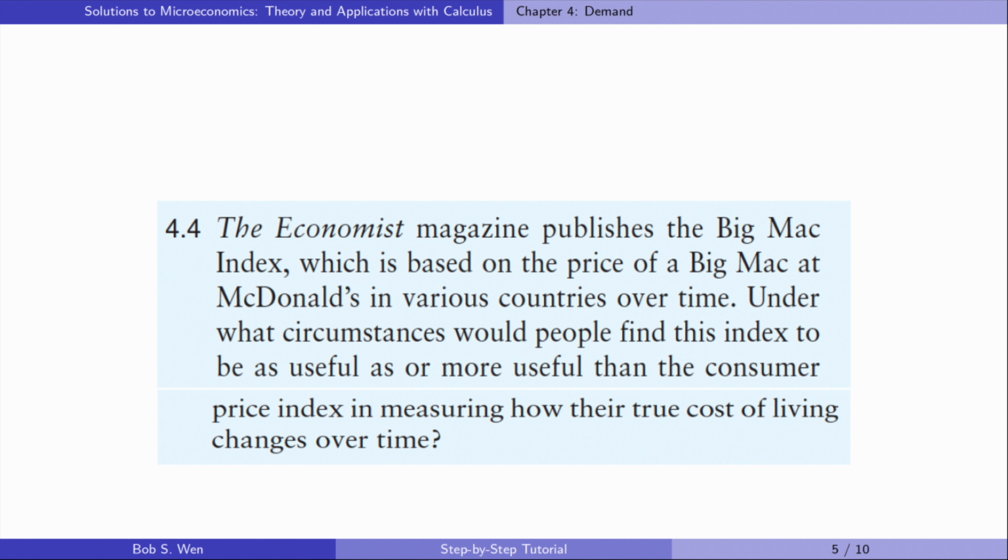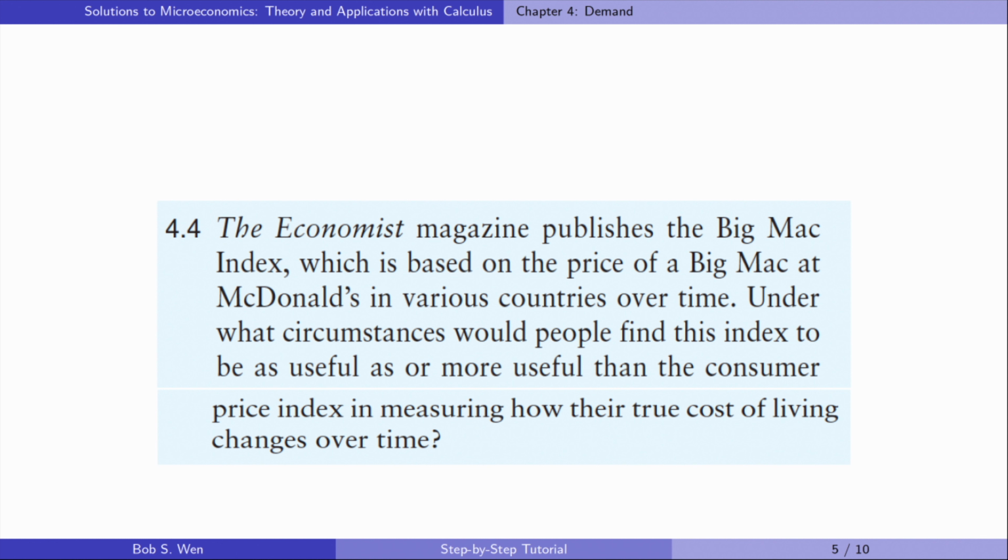When we use it, we assume consumers purchase the same amount of Big Macs. However, the relative price of the hamburger to all other goods may change over time, and substitution occurs between the hamburger and the other goods. Consider an extreme case when the Big Mac becomes extremely expensive. People can eat other things, and the cost of living should not increase a lot. But the Big Mac Index will be very high in this case.